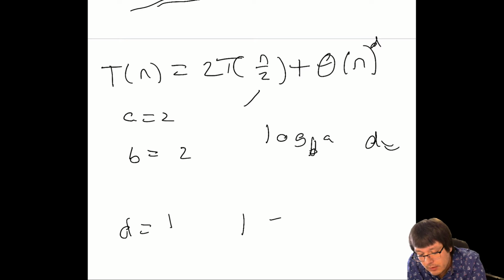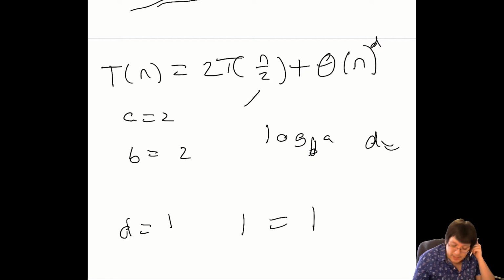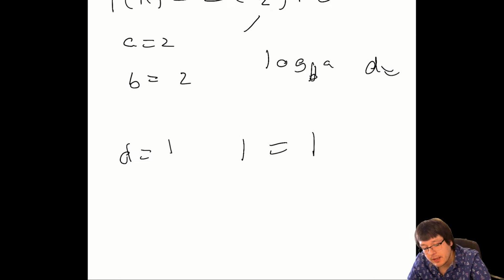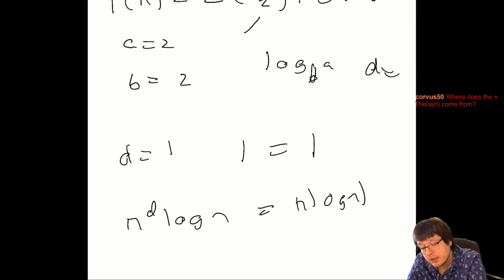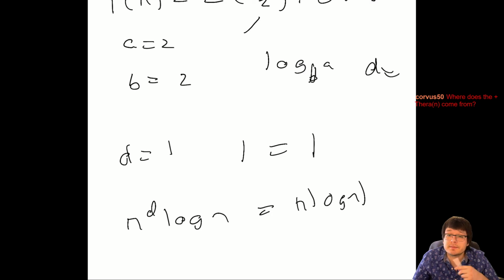So in this case, 1 is equal to 1. So that is going to be one of the cases of the master theorem, which I believe is the case where you do something like n to the d log n. And so since d is equal to 1, you get n log n, okay? So that will be the master theorem of doing it.